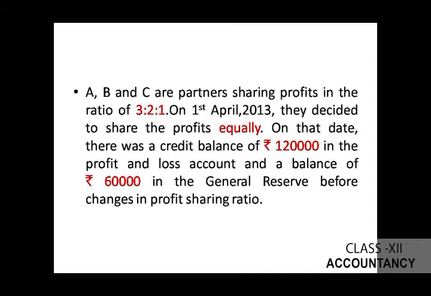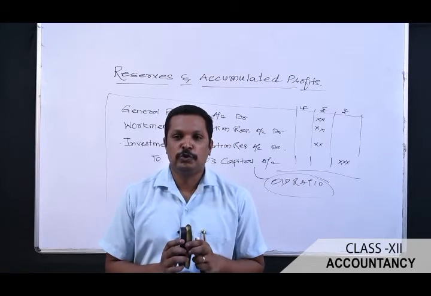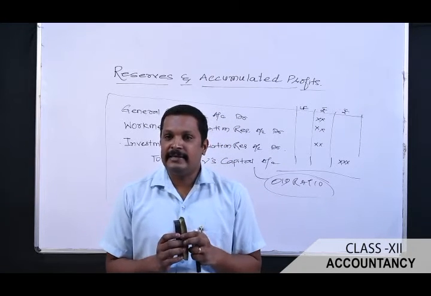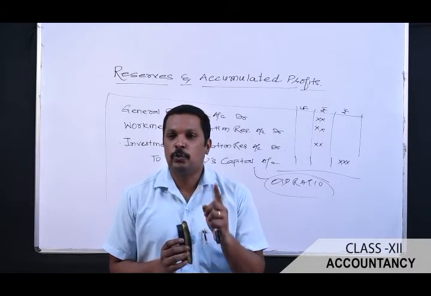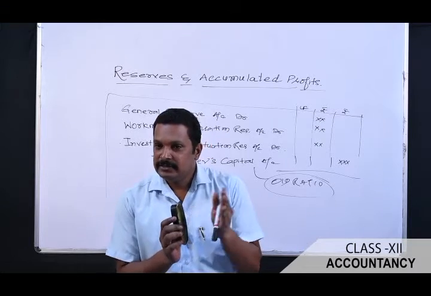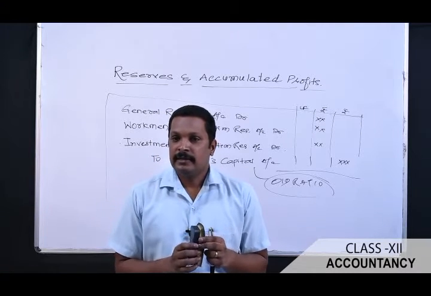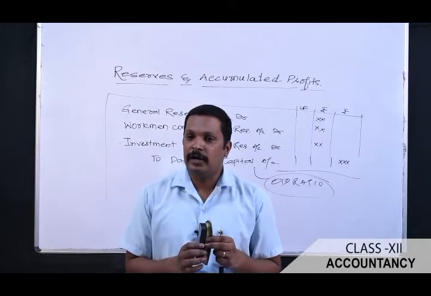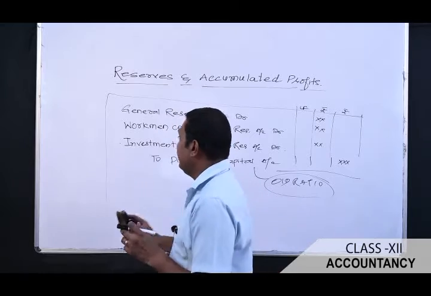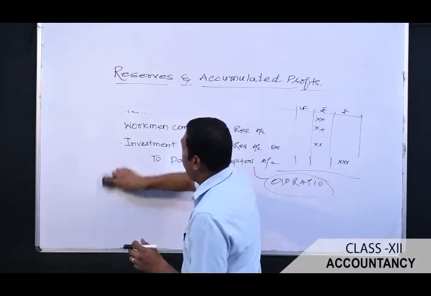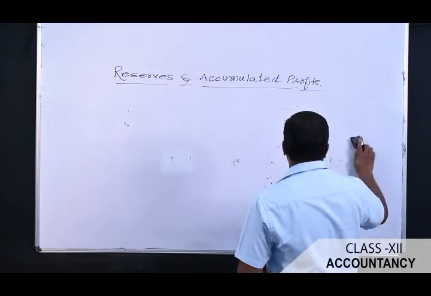इसका मतलब क्या है? यह तीन पार्टनर्स थे ए बी सी, उनका ओल्ड रेशियो क्या था? 3:2:1 था. इन लोग डिसाइड किए कि फ्यूचर में रेशियो कितना होना चाहिए? इक्वली होना चाहिए. इट मीन्स दैट 1:1:1 होना चाहिए. So on that date, जब changes in profit sharing ratio किए, on that date बैलेंस शीट में क्रेडिट बैलेंस था 1,20,000 प्रॉफिट एंड लॉस अकाउंट का और 60,000 जनरल रिजर्व का. अभी we have to pass the journal entry to treat the general reserves and undistributed profit and loss account.